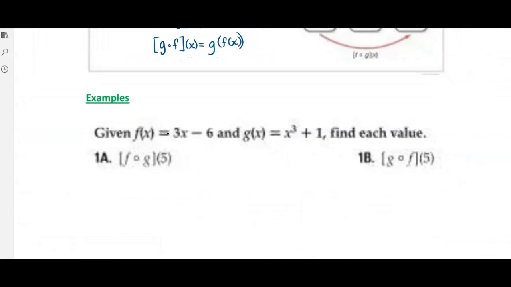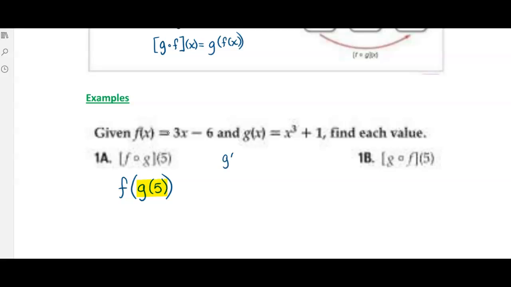So first, we're going to be trying to find f of g of 5. Now, I like to automatically rewrite my composition notation like this. I think it's much easier. The first thing I need to do is figure out the inside when I have numbers here. 5 is a number, so I need to figure out what is g of 5.